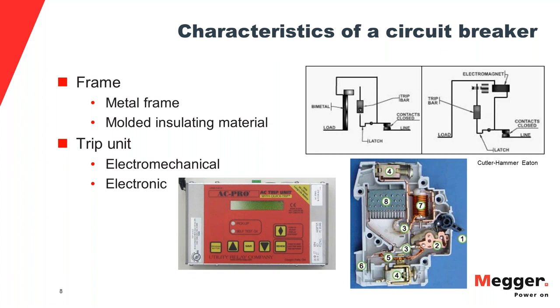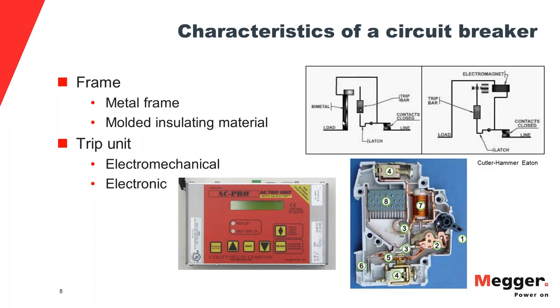So how do these two portions work? Let's look at the diagram given over here to see how the thermal portion works. When you have a thermal overload condition where a high current is flowing through the circuit, the bimetallic strip will heat up. The bimetallic strip is made up of two metals which expand at different rates when heated.